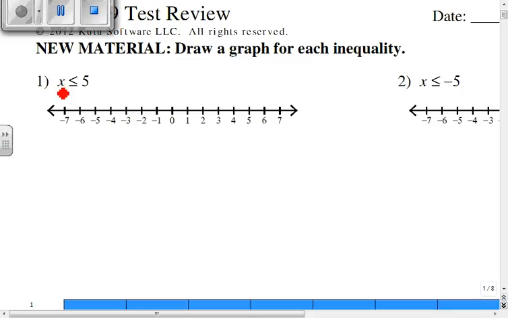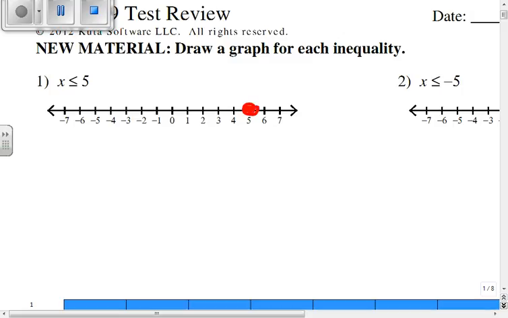The first problem asks us to draw a graph for each inequality. So for the first problem, we know that x is less than or equal to 5. We're going to draw our circle at 5. Because we're equal to, we're going to fill that circle in.